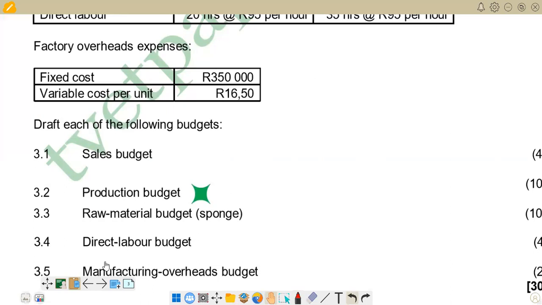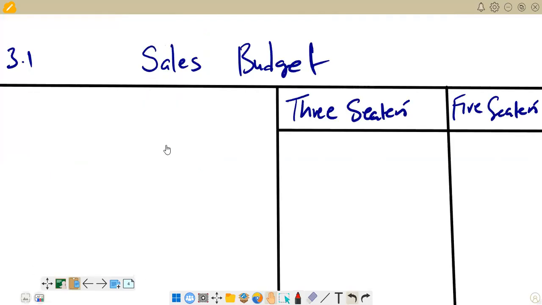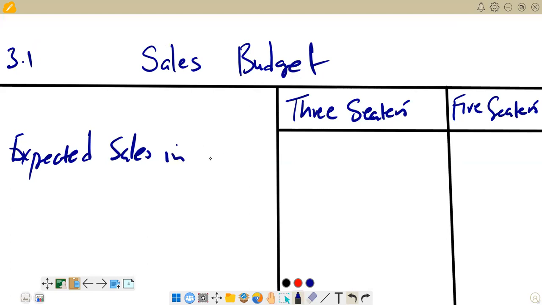If we come to our answer section, you'll see that we have our sales budget, and we've got a column for 3-seaters and 5-seaters. Remember, we've got 3-seaters and 5-seaters in the question. So the first item that we are going to start with is expected sales in units.